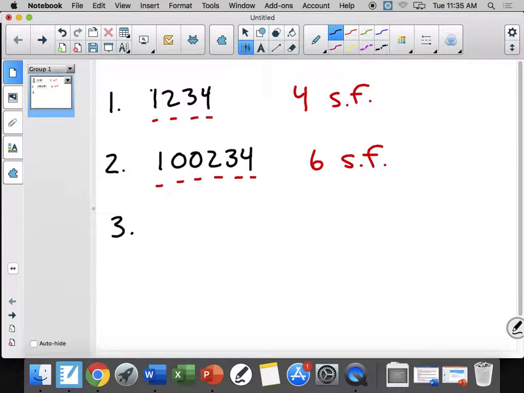Okay, number 3, so the leftmost zeros in front of non-zero numbers, so it would look like this. These zeros here simply act as placeholders, so they don't count as significant. So what you do is you start counting right here. So 1, 2, 3, 4, 4 sig figs. Those zeros are not part of the measurement itself. They're simply there acting as placeholders.